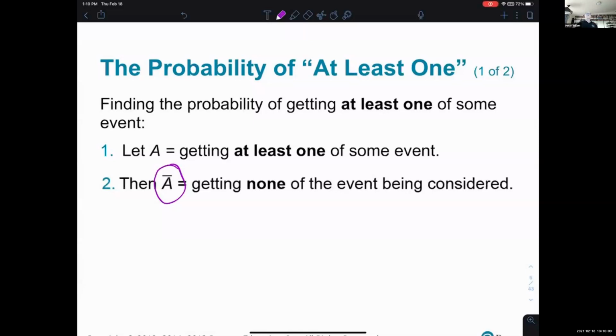So if the event A is getting at least one of something to have happened, then not A means you did not get at least one. So the complement of A is that you didn't get any at all. So that's the A bar is equal to getting none of the event being considered. All right, so that's just setting up notation and language and the idea.